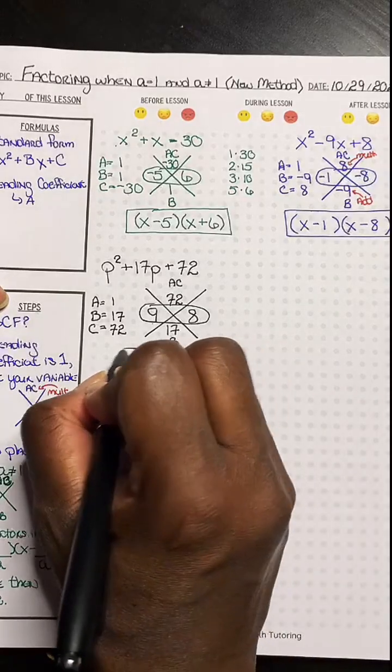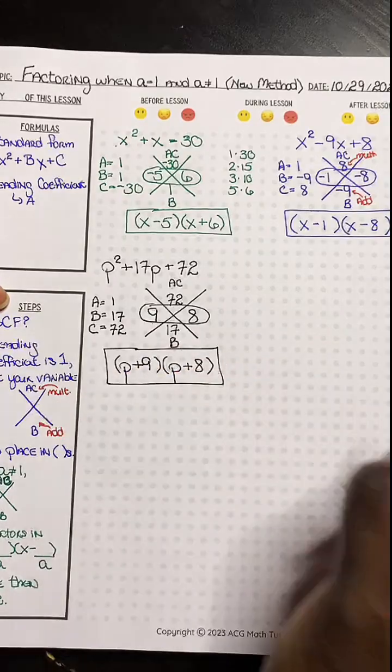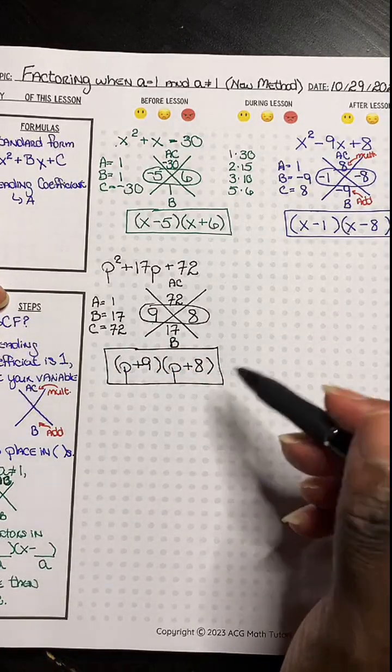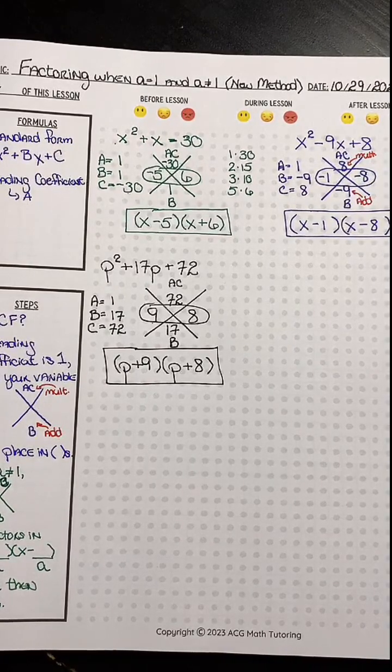Now, if you switched it and said P plus 8 and then parenthesis P plus 9, that's fine, because remember, multiplication is commutative. Where's the equals? We're not solving, we're simplifying. So right now we are factoring.